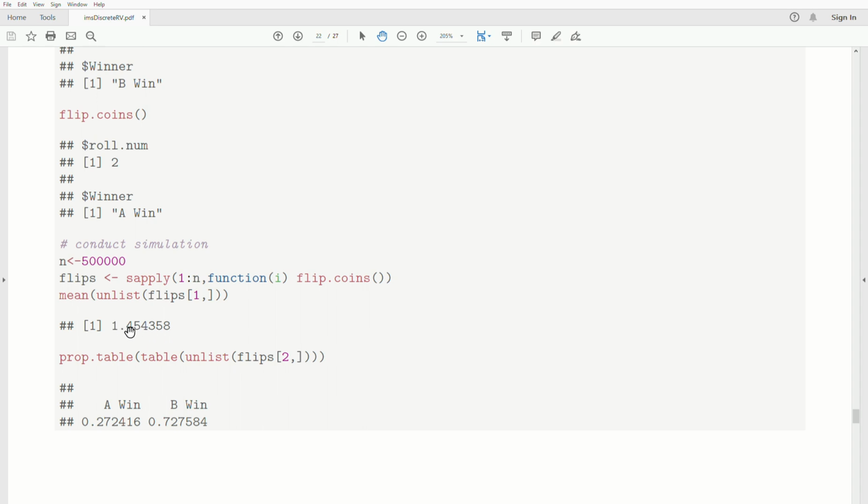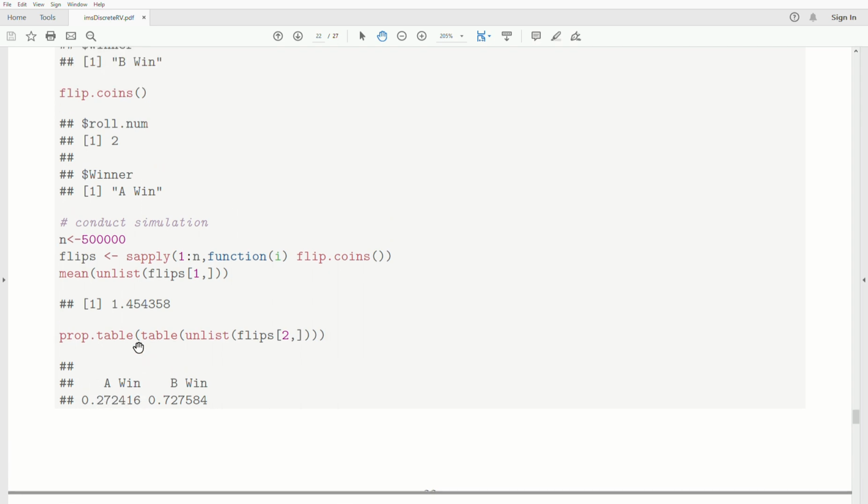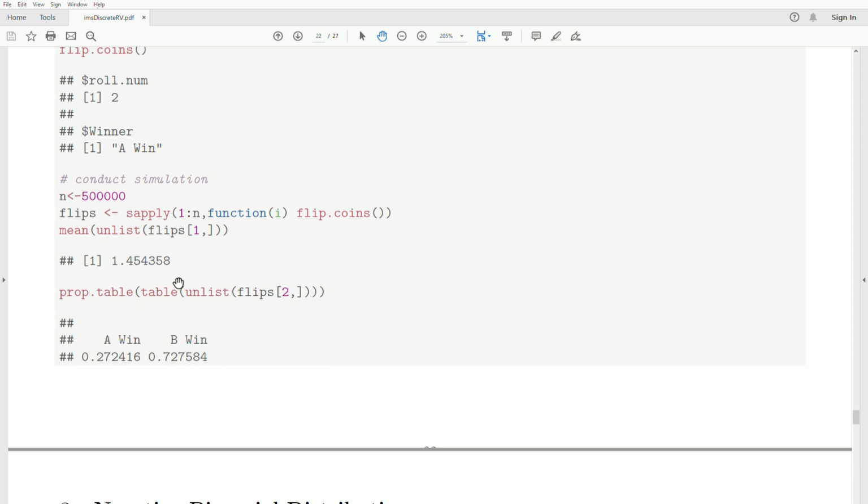Of course, it can go on also. But let's just table the results: A wins, B wins, and then look at the proportion of each. And it's 27% that A wins, which is exactly what we got in our theoretical development.